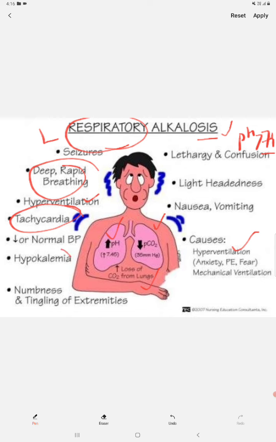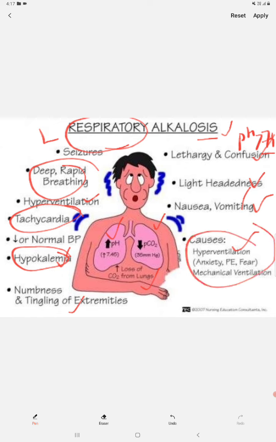And this is a point where we need to understand: the hypokalemia condition can be seen in respiratory alkalosis. We already saw hyperkalemia as one of the conditions in respiratory acidosis and metabolic acidosis, but in respiratory alkalosis we are seeing hypokalemia, right? And numbness and tingling of the extremities can be seen in this patient, and lightheadedness, nausea, vomiting, lethargy, which means confusion, and tiredness. All these are seen in this patient.